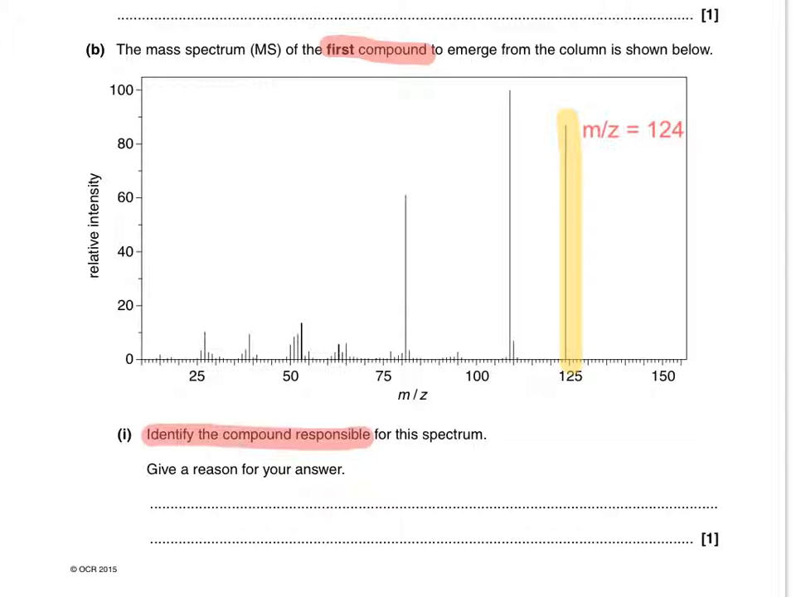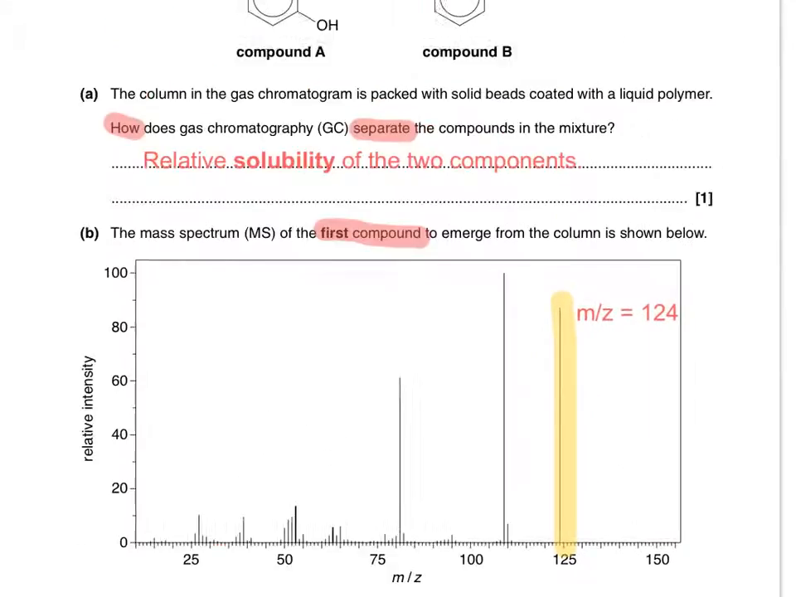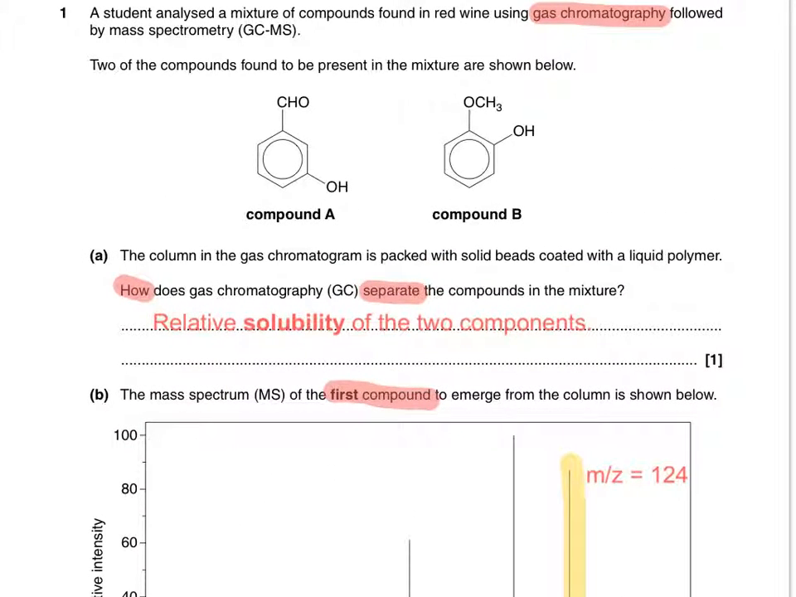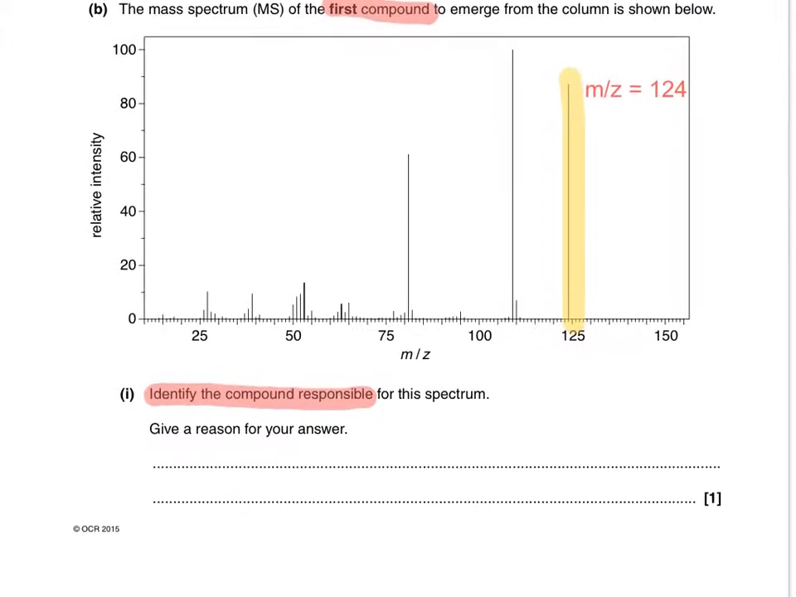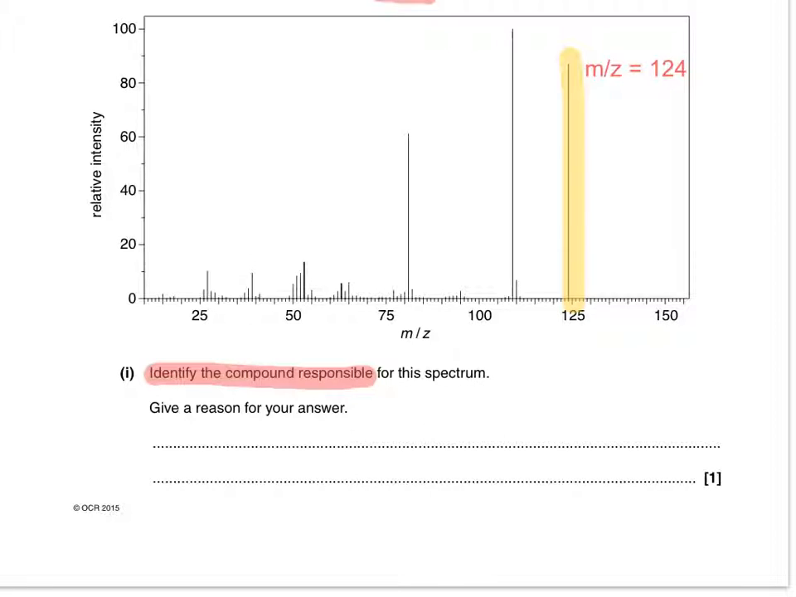So what you do at this point is go back to the top of the page and you ask yourself which of compound A or compound B has an MR of 124. I'm assuming that you've got the paper in front of you, so you have the compounds printed in front of you. Now would be a good time to pause if you didn't get this right and quickly count up the number of carbons, hydrogens and oxygens in each of the compounds.